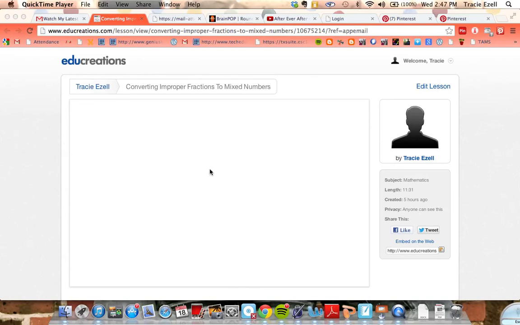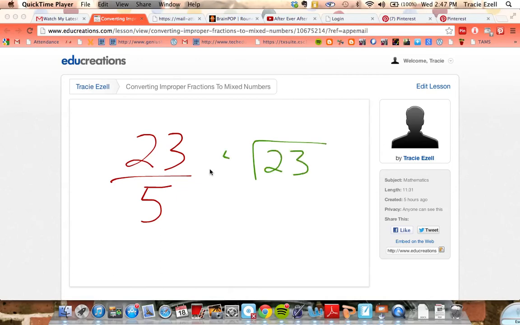Okay, let's try a little bit more difficult one. Let's say 23 over 5. I'm going to divide. The top number goes in the box. 5 times 4 is 20. Then I'm going to subtract, and I have 3 left over.